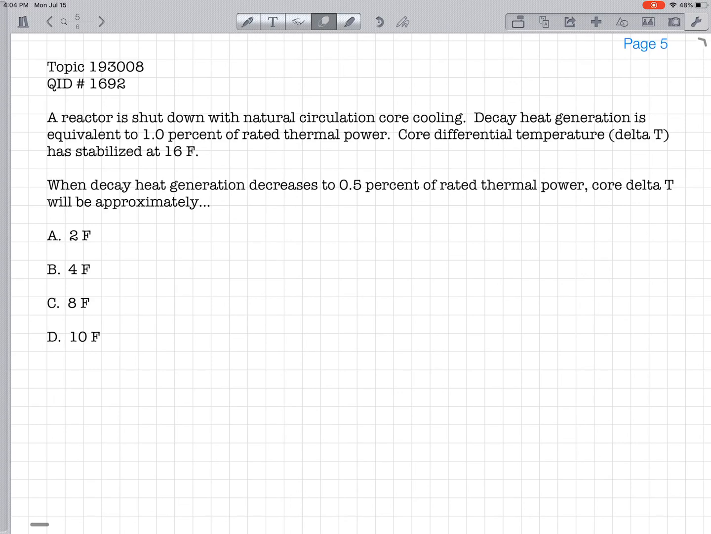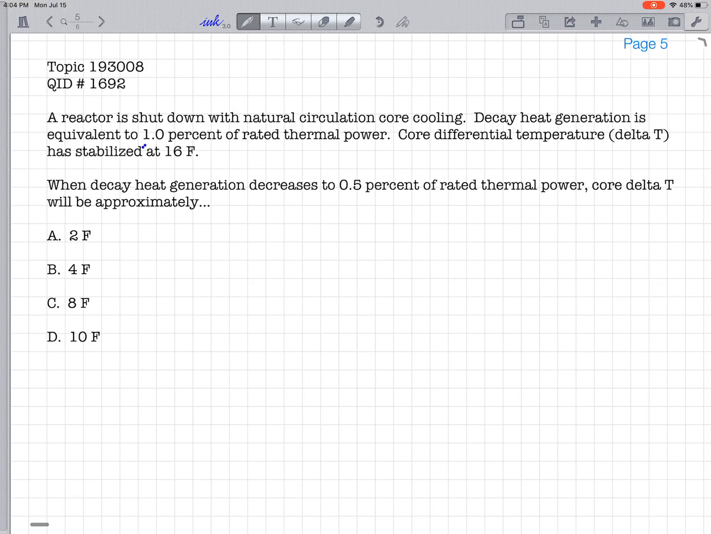Alright, welcome back. Here's another natural circ problem. This is question ID 1692 from thermal hydraulics. First thing we do when we look at problems, we look at numbers. Alright, every time.